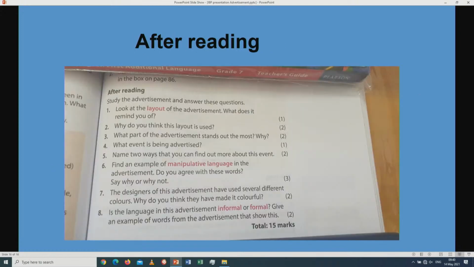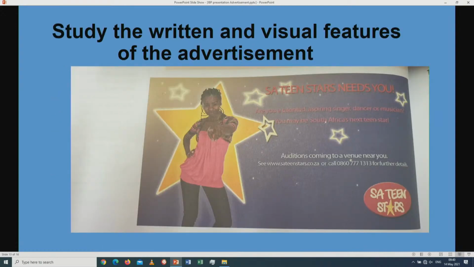Next question. Question number 6. Find an example of manipulative language in the advertisement. Do you agree with these words? Say why or why not. We are now going to go to the advertisement and look at the manipulative language that is used in the advertisement. You don't want to make mistakes. You want to look at the words carefully.